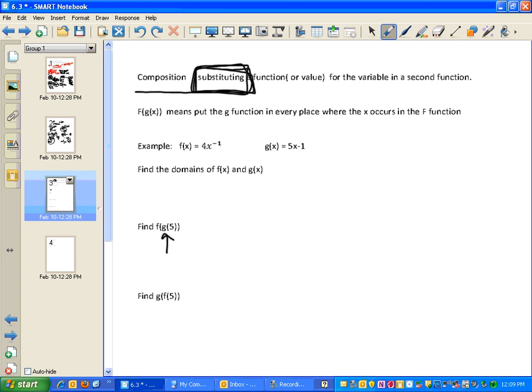Okay? So f of x is 4x to the negative 1. And g of x is 5x minus 1. What's the domain of this? It's in the denominator, so it's all real numbers except. So for f of x, x is an element of the reals, right? But what can't x equal? Yep, x can't equal 0.